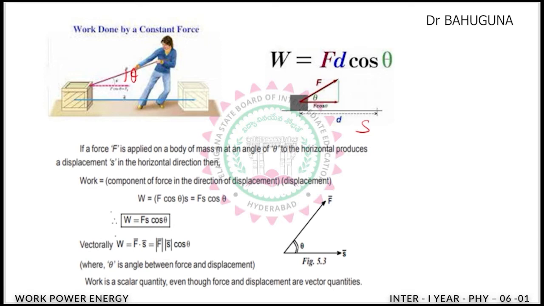So from mathematics, it is called a dot product. Vectorially we can say W is equal to F bar dot S bar. It is equal to modulus of F into modulus of S into cos theta, where theta is the angle between force and displacement. Here again I am repeating, work is a scalar quantity, but the force and displacement are vector quantities.